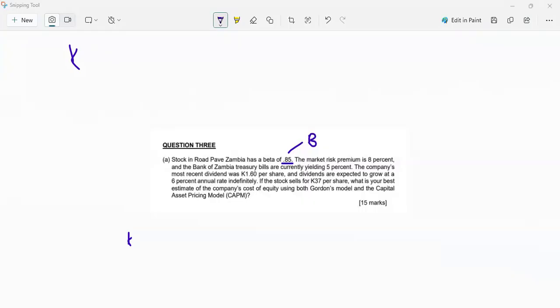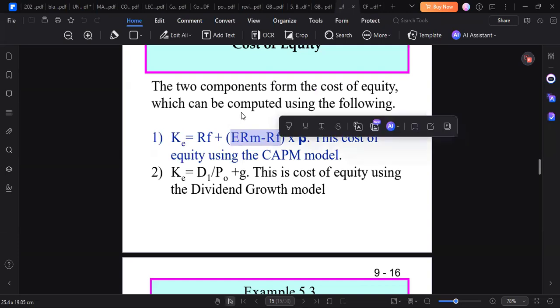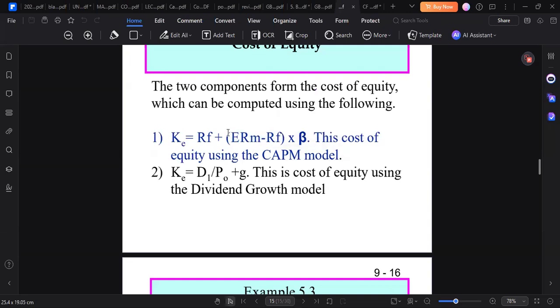There is the Kaplan model, which is given by KE is equal to what? Risk-free rate plus the expected market return minus risk-free rate times beta. So this sometimes is given alone. This is called the risk premium. So you replace this entire part. Then the risk-free rate that we know usually is what? The treasury bills. So that's called the risk-free rate. Are we together?